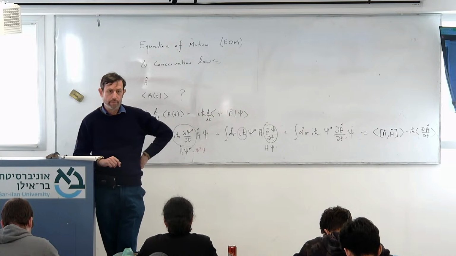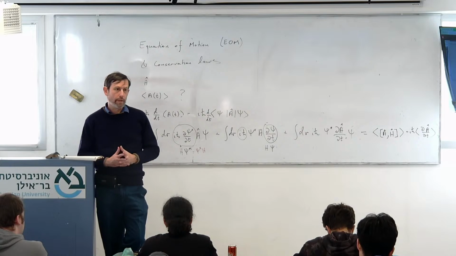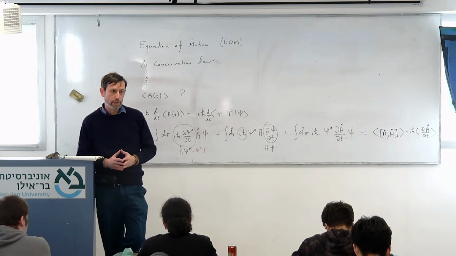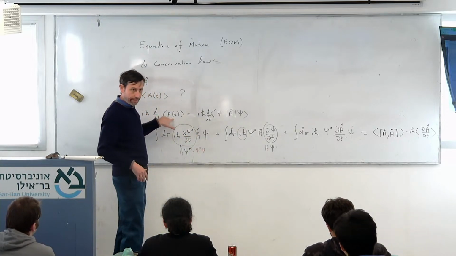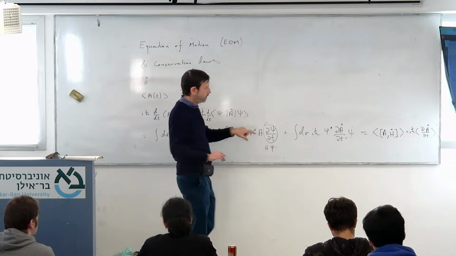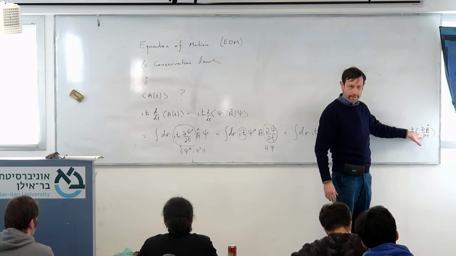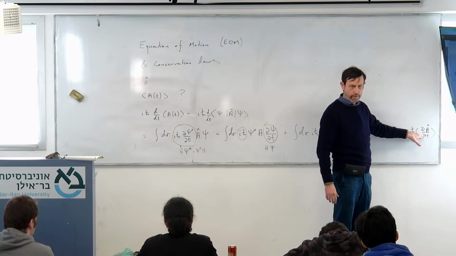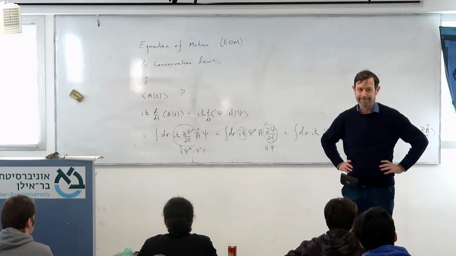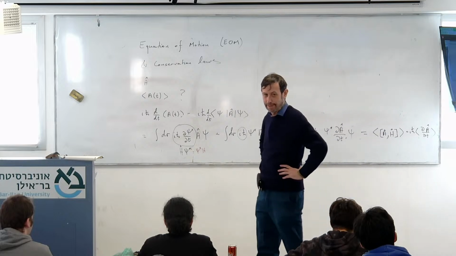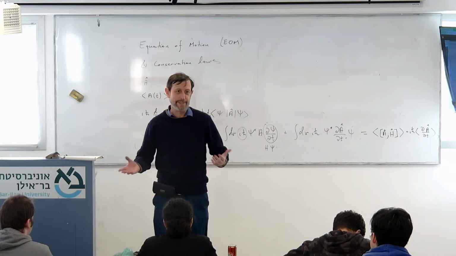What have we learned from this exercise? First of all, a neat way to write down an equation of motion. The equation of motion of the average of A is the average of the commutation plus the average of the derivative of A. It's just like classical mechanics, because the commutation and Poisson brackets are the same up to a factor.